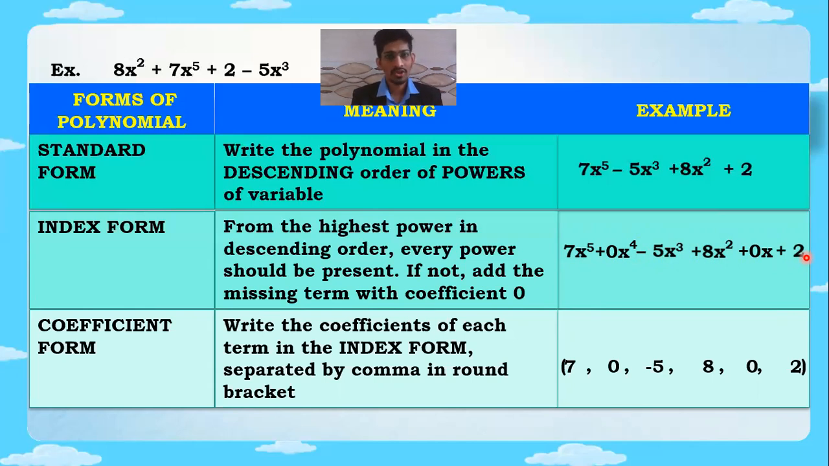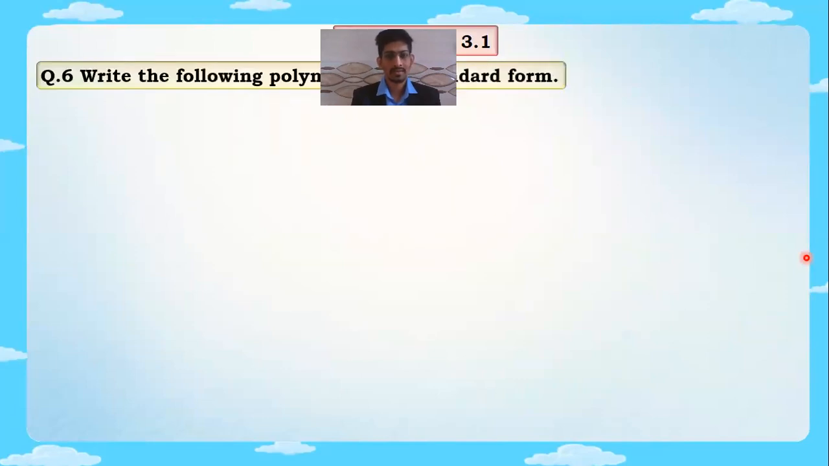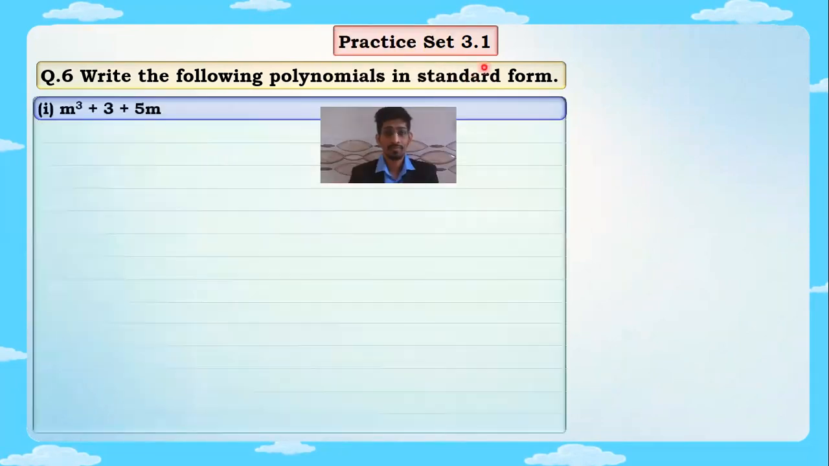So based on these, students, let us start with the second exercise, that is practice set 3.2, question number 6. But before we start with the second exercise, there are a few questions left. Sorry, it is practice set 3.1, question number 6. Write the following polynomials in the standard form. So we need to convert the given polynomial, students, in standard form.